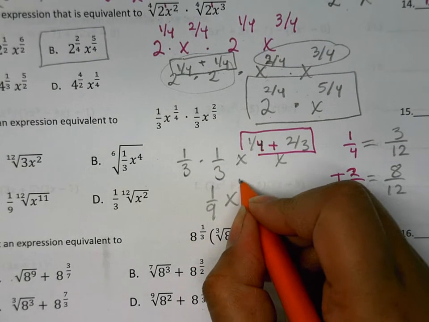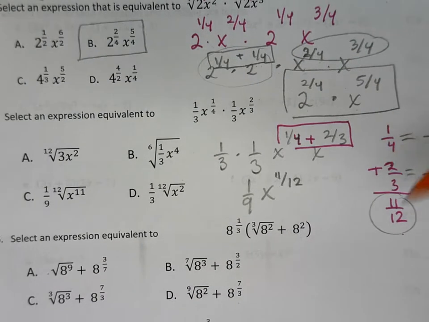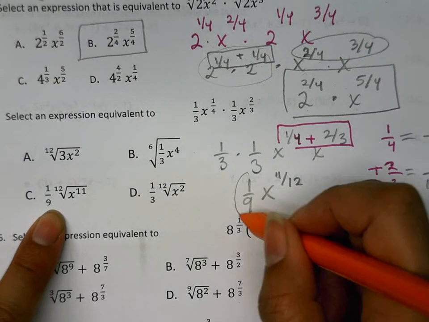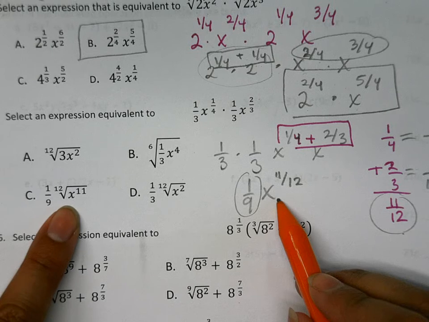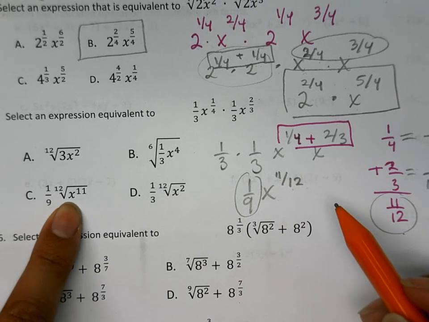11/12. All right. None of the answers are written this way, so it looks like they rewrote it in which form? In radical. And I heard somebody say it. Which one is it? Radical. Is it C? It is. 1/9 stays 1/9. And is x to the 11/12 the same as the 12th root of x to the 11th power? Yes.